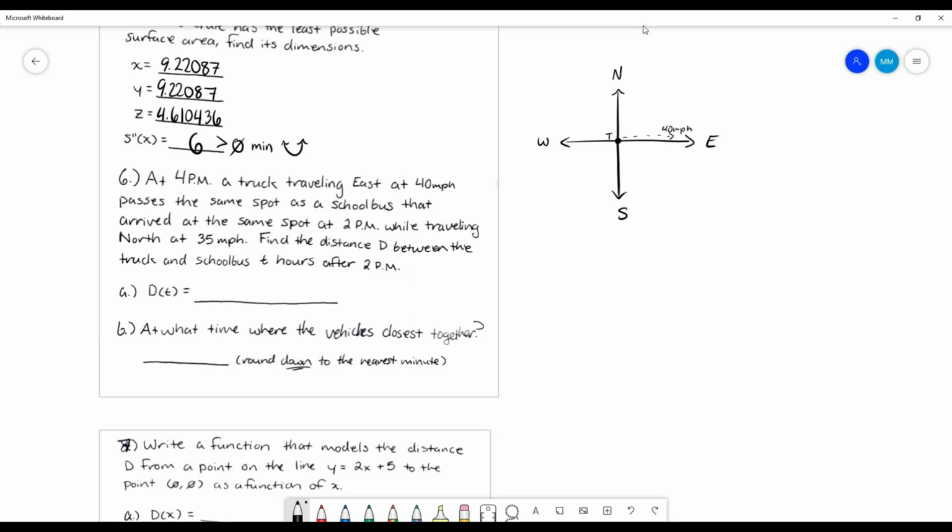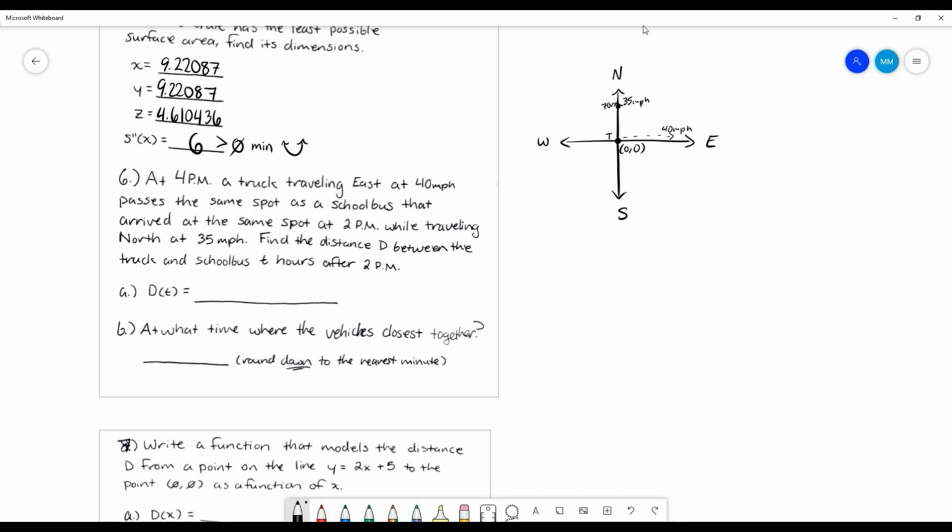Now, at 2 p.m., the school bus was also at this point, but it was heading north at 35 miles per hour. And it's going to be quite a distance up by now because it's going to be 2 hours later. So it's going to be up 70 miles because it's been 2 hours at 35 miles per hour. And we're going to call this 0, 0.